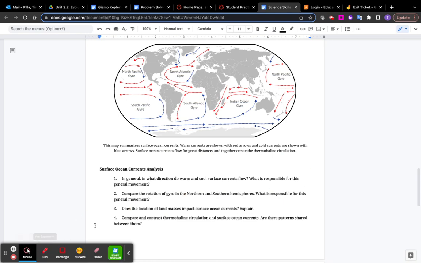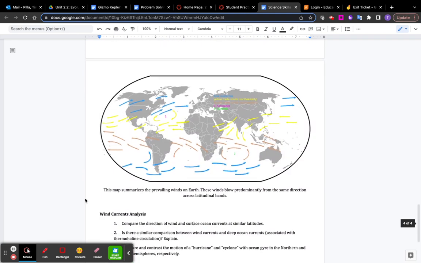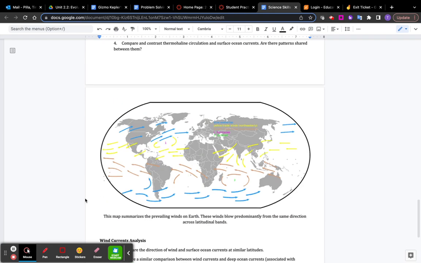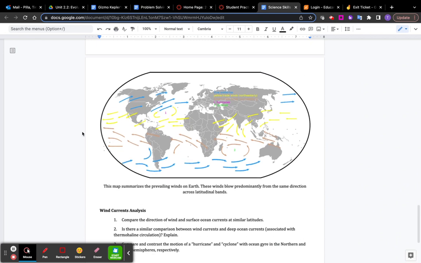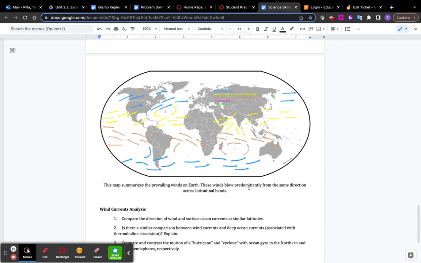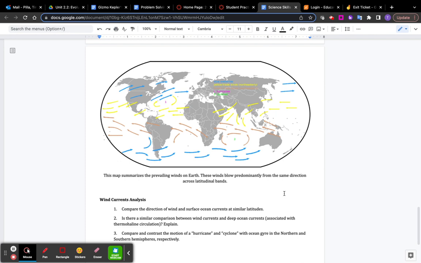Now, this last part down here that I'm going to talk to you about a little bit, these are the winds on the Earth. Now, you learned a little bit about this in the first Energy from the Sun lecture video. So you should know why the currents go this way and this way. And all I want you to do is compare the wind currents to the ocean currents, the surface ocean currents. Okay. If you need help, just ask.